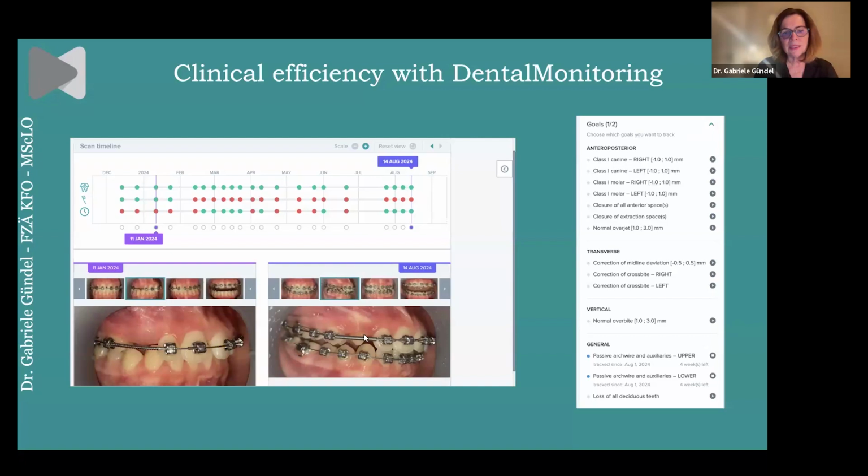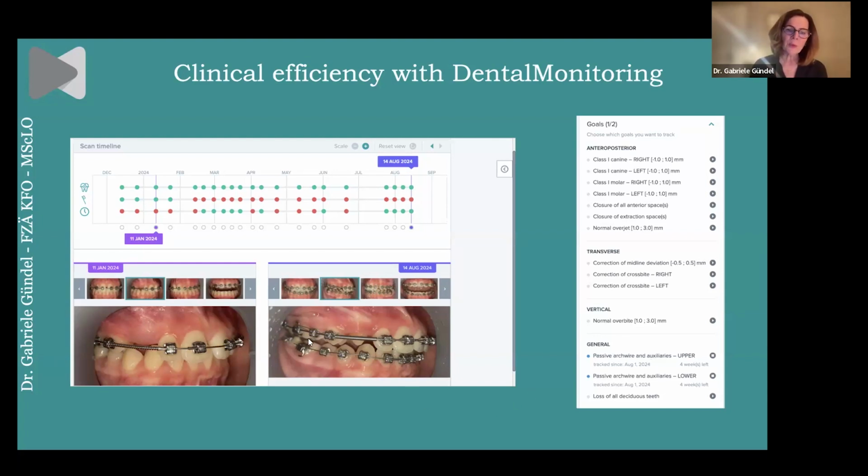And then when the tooth here starts to erupt, we bonded all of the other teeth also. And now we are waiting with dental monitoring until this tooth has fully erupted, and then we make the next appointment. And the second thing is we have the information that the upper and the lower arch wires are passive. So we can plan, we have to bond the bracket, we have to do an arch wire change in the lower arch, so we can plan very precisely what we have to do.